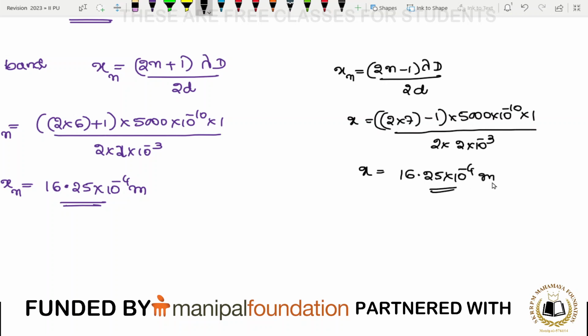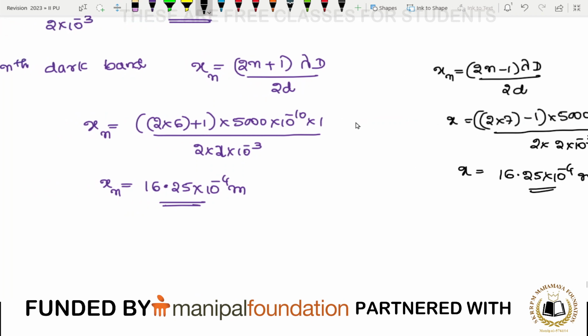But you should know this concept. If you use the 2n minus 1 formula pattern, the same number as the given dark fringe has to be selected. If you use 2n plus 1, then you have to go with one less, because n starts with 0 there. With 2n minus 1, n starts with 1, so you use the same number.